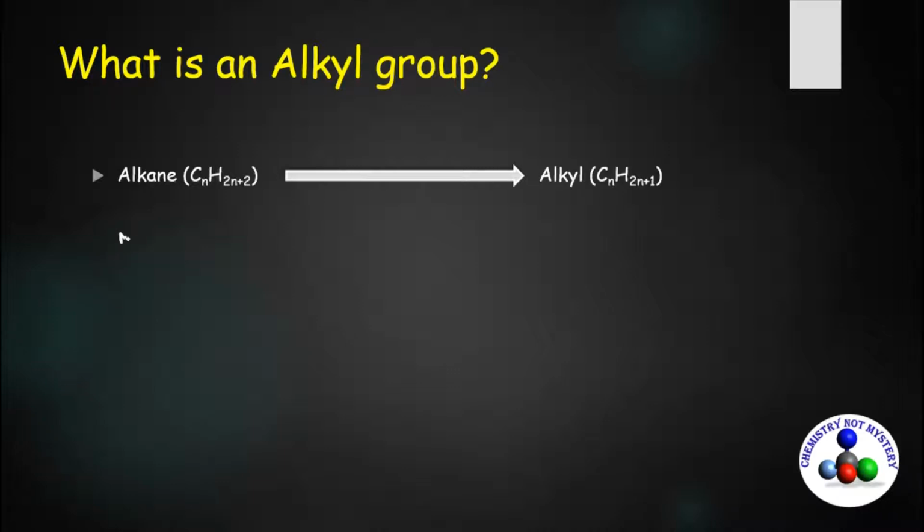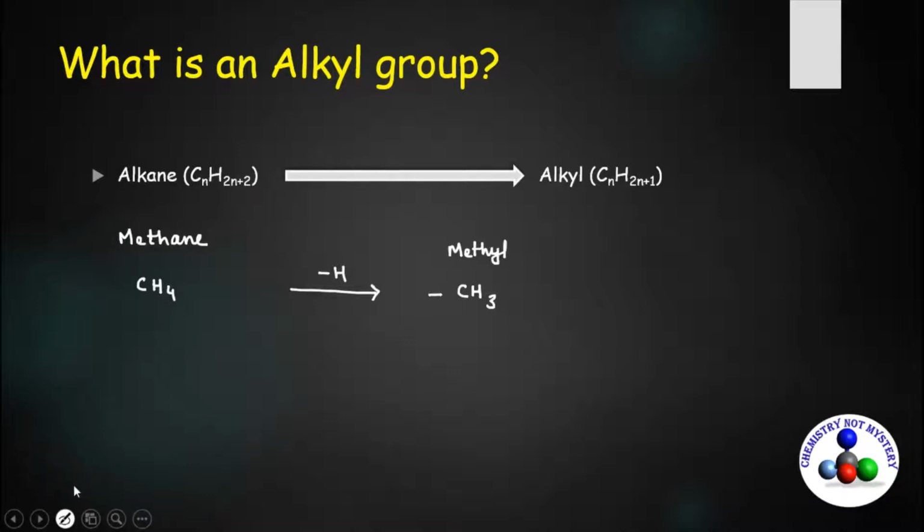We have identified primary, secondary, tertiary and quaternary carbon on the basis of the number of alkyl groups attached to it. So what is an alkyl group? You are familiar with alkane, and its general formula is CnH2n+2. When you remove one of the hydrogens from it, it becomes alkyl with one free valency. For example, if you remove one hydrogen from methane, you will get methyl with one free valence.